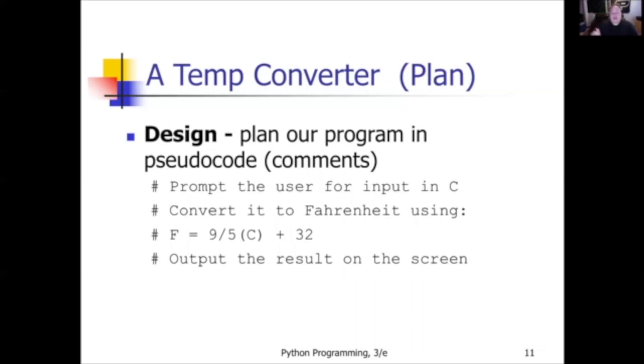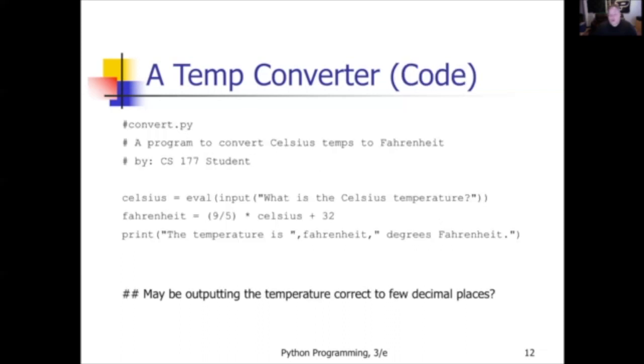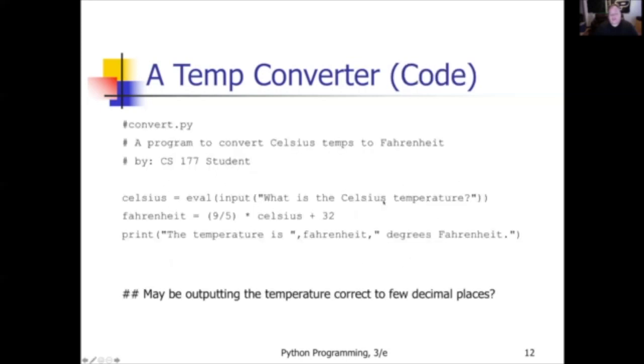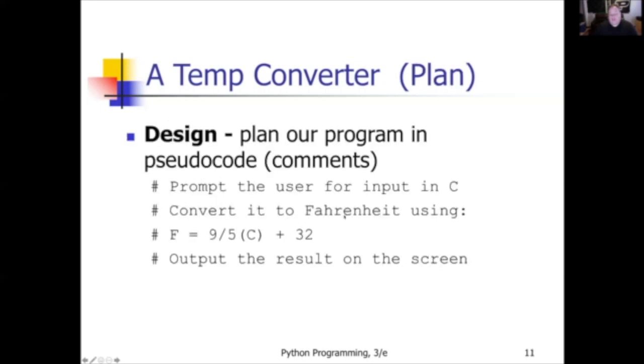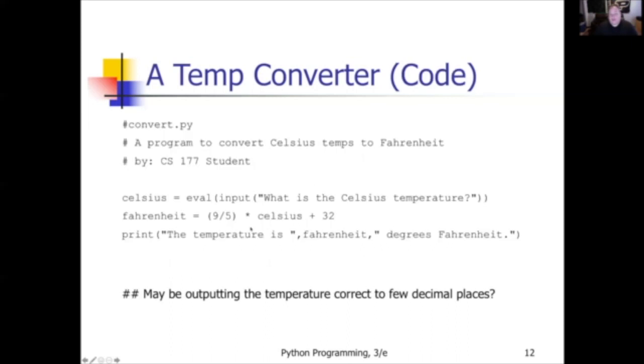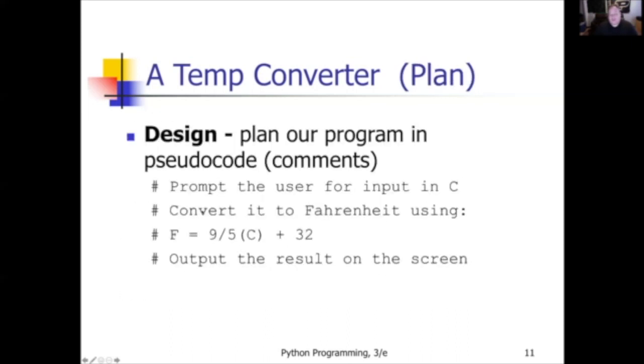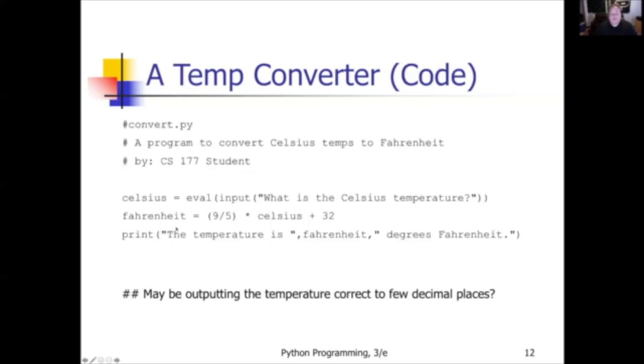I would then add an extra blank line between each set of comments so that I can enter in my actual code when I do the actual program. So I didn't have enough room on the screen here to show everything, but that first comment, prompt the user for the input in Celsius, would be displayed right here above this one. Then convert it to Fahrenheit using this formula would be displayed right above this. And finally, output the results to the screen would be right here above the print statement.